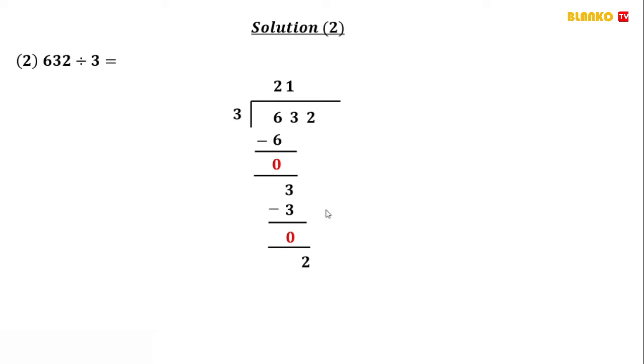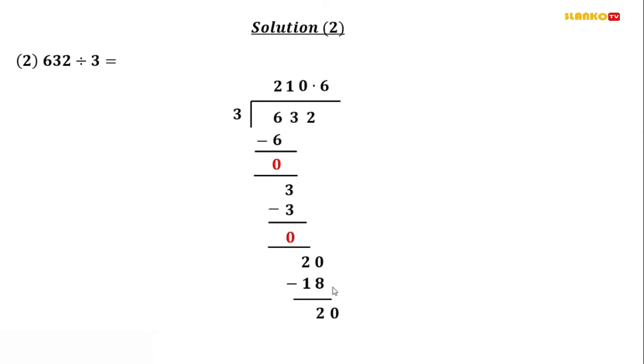So 3 goes into 2, 0. Why? Because 3 cannot go into 2. So we put a point, and then we add 0 to this 2, so that will be 20. 3 goes into 20 6 times. 3 times 6 will give us 18. When we subtract 18 from 20, we are going to get 2. I hope you're following the steps. So we still add 0.